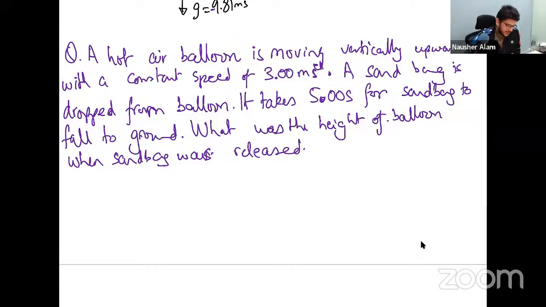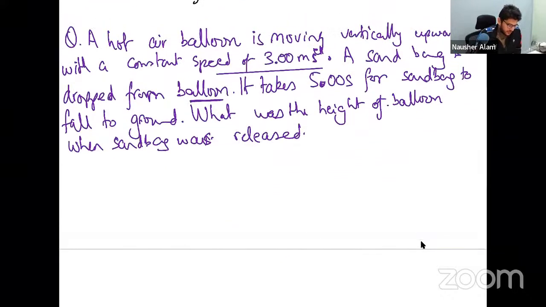चलिए, let's do this question. A hot air balloon is moving vertically upwards with a constant speed of 3 meters per second. A sandbag is dropped from the balloon. It takes 5 seconds for the sandbag to fall to the ground. मैं पिक्चर बनाता हूँ. So एक hot air balloon है. उस hot air balloon के नीचे ये sandbag रखा हुआ है. ठीक है? SB, sandbag.